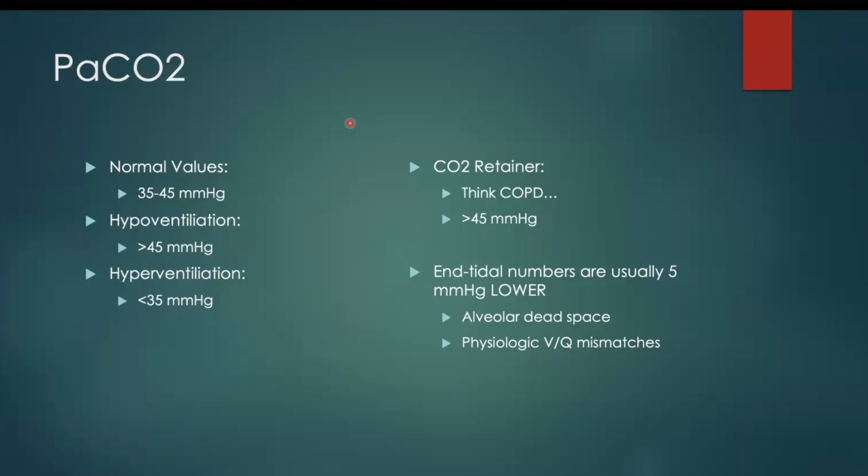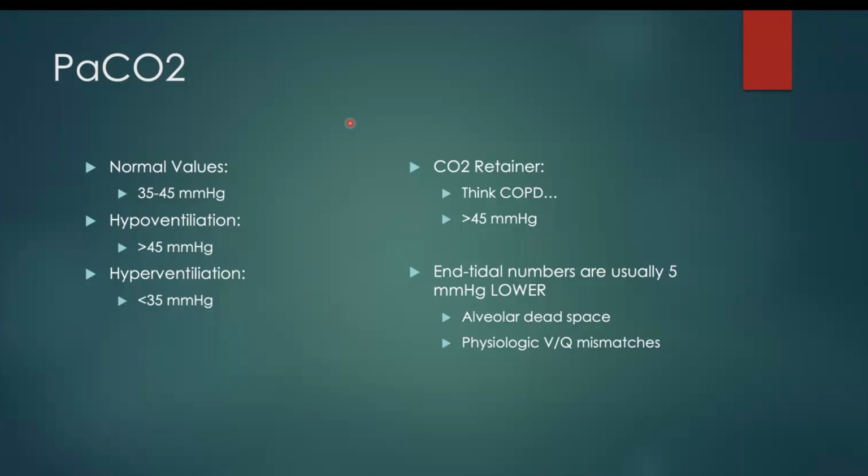Some bad COPDers will become what are called CO2 retainers. They constantly have this COPD kind of acting up and are not able to adequately exchange the gas. So as a result, end up kind of having the carbon dioxide level build up.